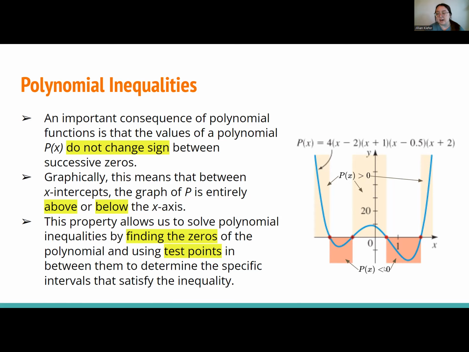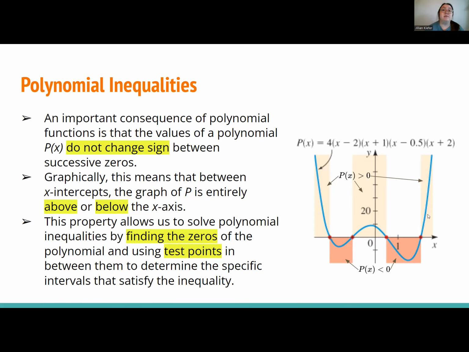If we look at our picture here, we have this polynomial. It's p of x is equal to 4 times x minus 2 times x plus 1 times x minus 0.5 times x plus 2. We have our graph here. This is our polynomial, and we see it's crossing 1, 2, 3, 4 times across the x-axis, and there are 4 zeros. So this makes sense. And we see that between every zero, the graph is entirely above or entirely below the axis.